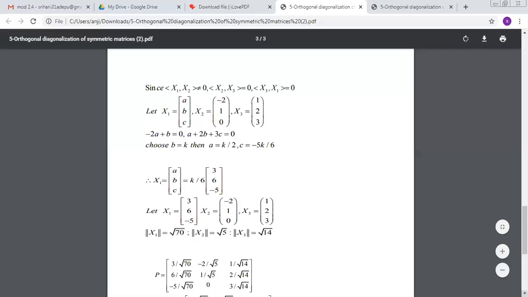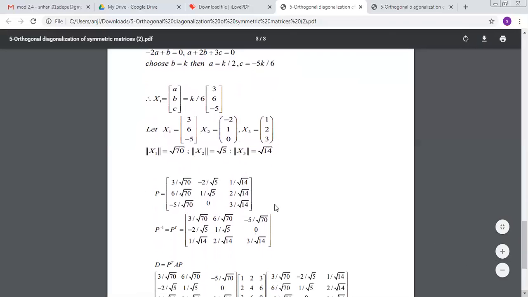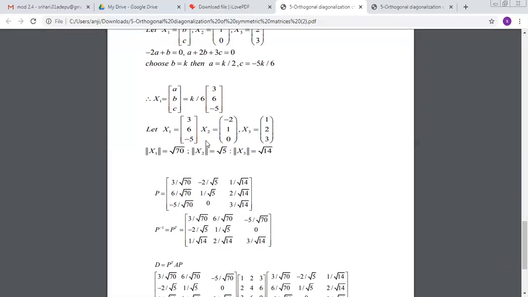So now write matrix P. So here matrix P is the normalized modal matrix. So write P as: first column is x1 by norm x1, that is 3 by root 70, 6 by root 70, minus 5 by root 70. Second column is x2 by norm x2, minus 2 by root 5, 1 by root 5, 0. Third column is x3 by norm x3, 1 by root 14, 2 by root 14, 3 by root 14. Now calculate P inverse. So P inverse equals P transpose.